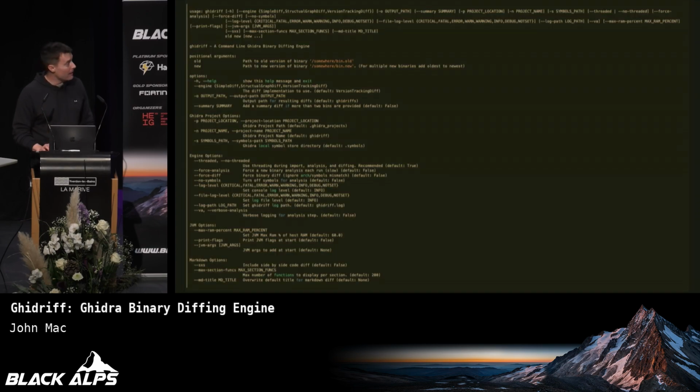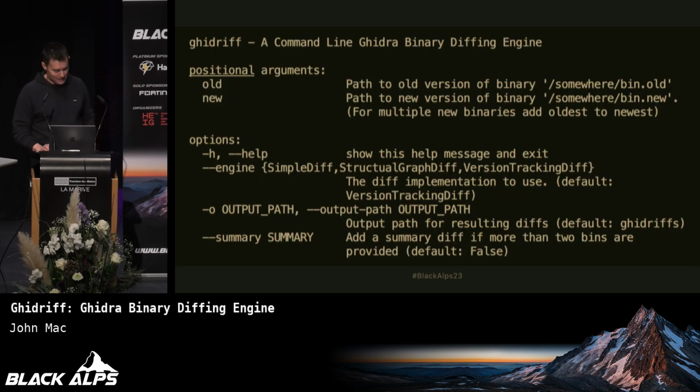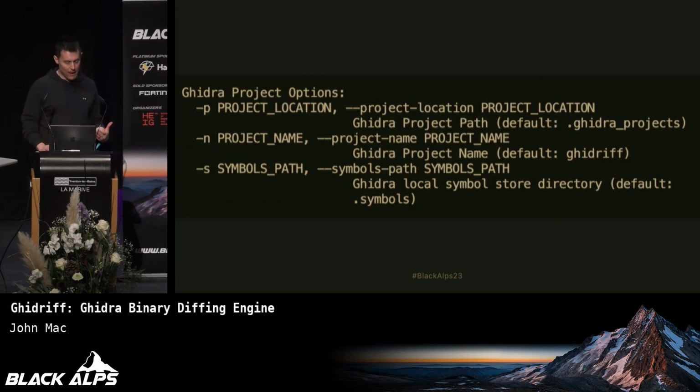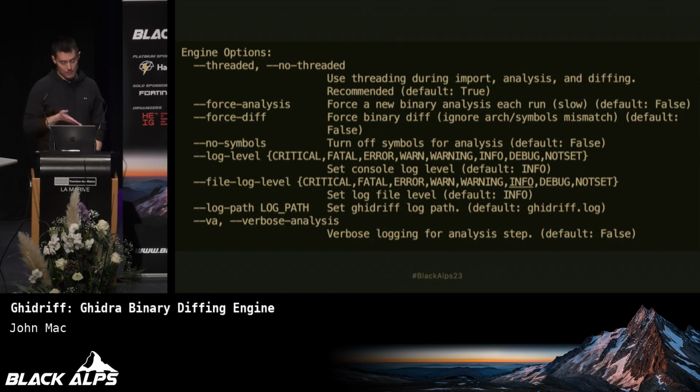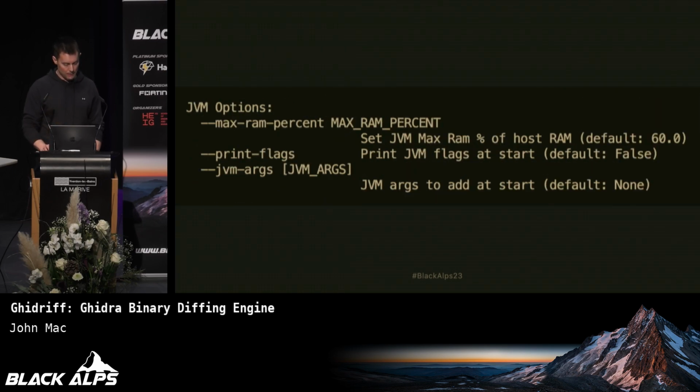Now, there are more options than just that, and you can't see that as well, but the most essential ones are the two binaries, the two inputs. You have some options for changing where to store the Ghidra project files. If you have symbols that you want to apply to your Ghidra analysis, you can define that here. For debugging, you can turn off threading, which makes it a lot slower, but it's useful for debugging. And there's several options that you can run through here.